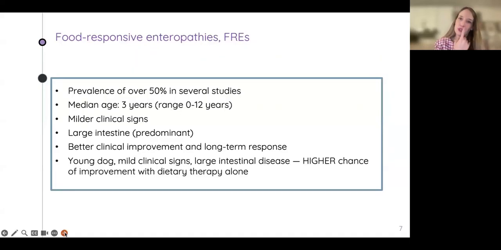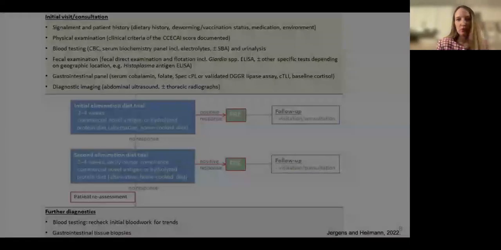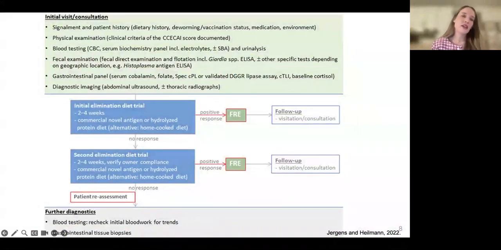So normally we would already guess that a younger dog with mild clinical signs and more large intestine presentation has a higher chance to have food responsive enteropathy, and an older dog with presentation on the small intestine level is more likely to be a more challenging patient to handle. But we see quite a variety of combinations, so this is not strict, but it's more likely to be like that. And then how would we handle a case like this?